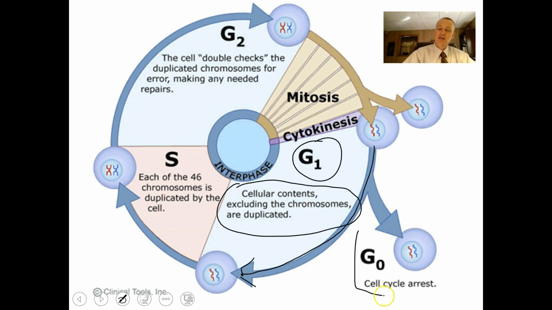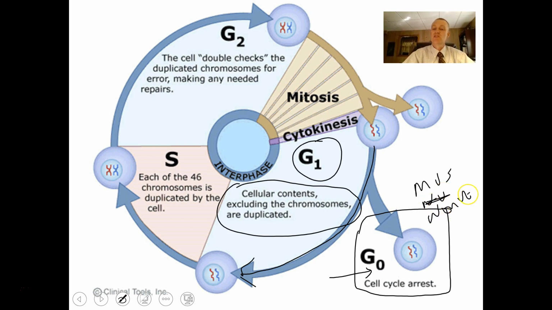Now, not all cells in your body go through a stage called gap 1. They actually go into what we call gap 0. This is a cell cycle stage where their cell cycle is arrested. They're not going to be actively dividing cells. Muscle cells and nerve cells are cells that are in gap 0. They just sit, they do work, but they don't divide. Most of the cells in your body do divide. So if they do divide, they go through gap 1.